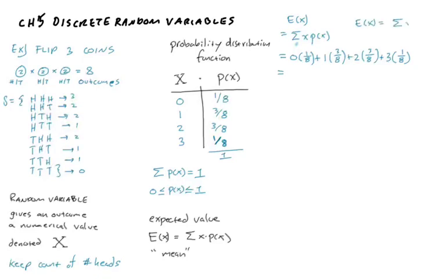Technically this expected value is a summation of x sub i times p of x sub i. That's going to be our proper notation here.